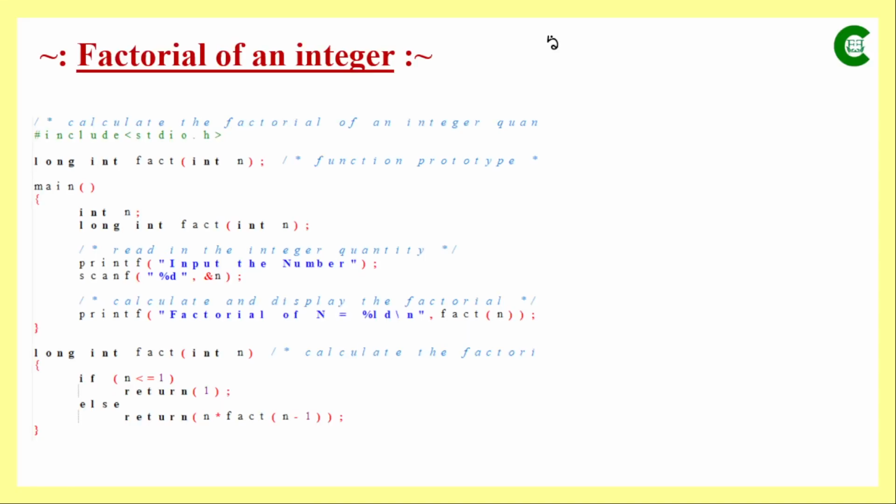So factorial 5, how is it calculated? This is the integer value for which we want to find the factorial. First we write that number, and then we multiply with the number which is 1 less than 5, so it will be 4. Then that result of multiplication is multiplied with another integer which is 1 less than 4, the previous value, so it will be 3.